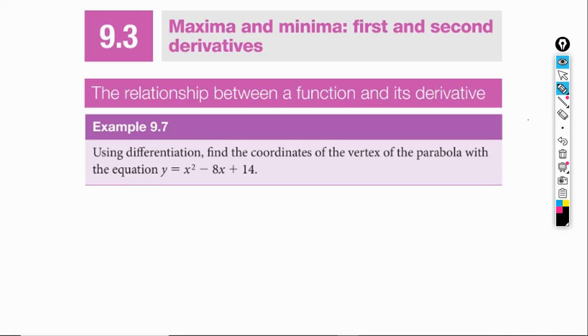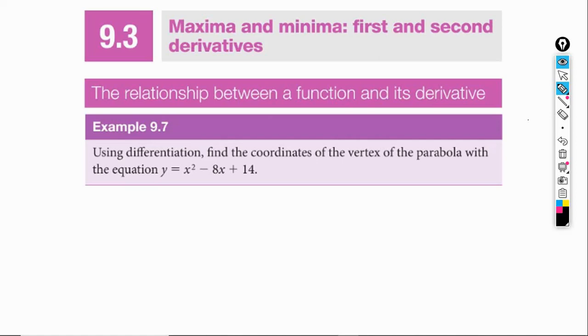So in this video, we're going to be covering topic 9.3, maxima and minima, first and second derivatives, which is the relationship between a function and its derivative. We'll start with example 9.7, and it says, using differentiation, find the coordinates of the vertex of the parabola with the equation y equals x squared minus 8x plus 14.